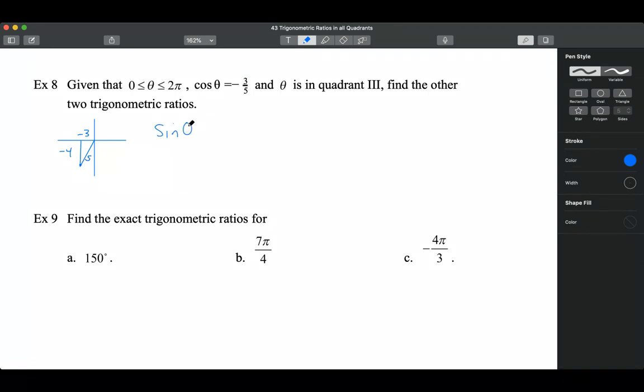So I can quickly say that sine theta is -4/5. And tan theta is -4/5 over -3, so +4/3.